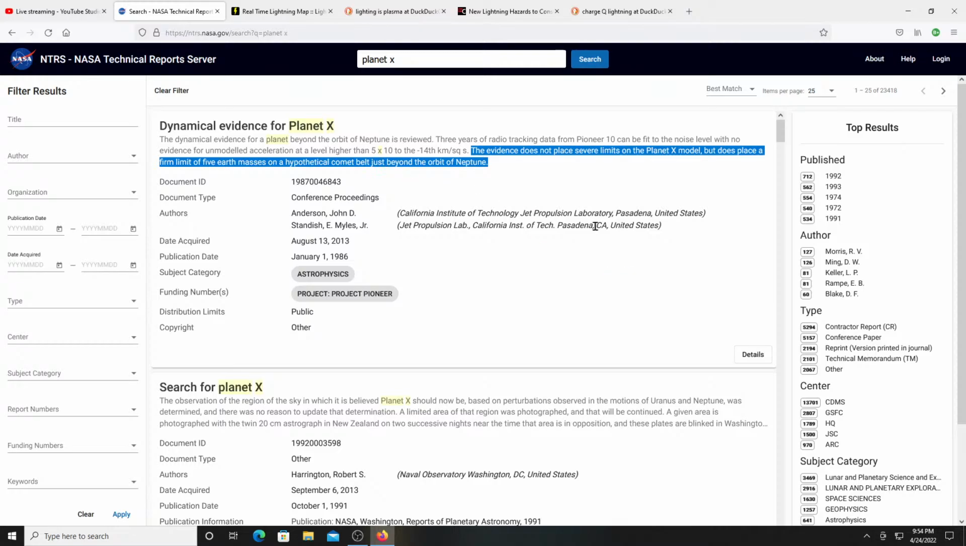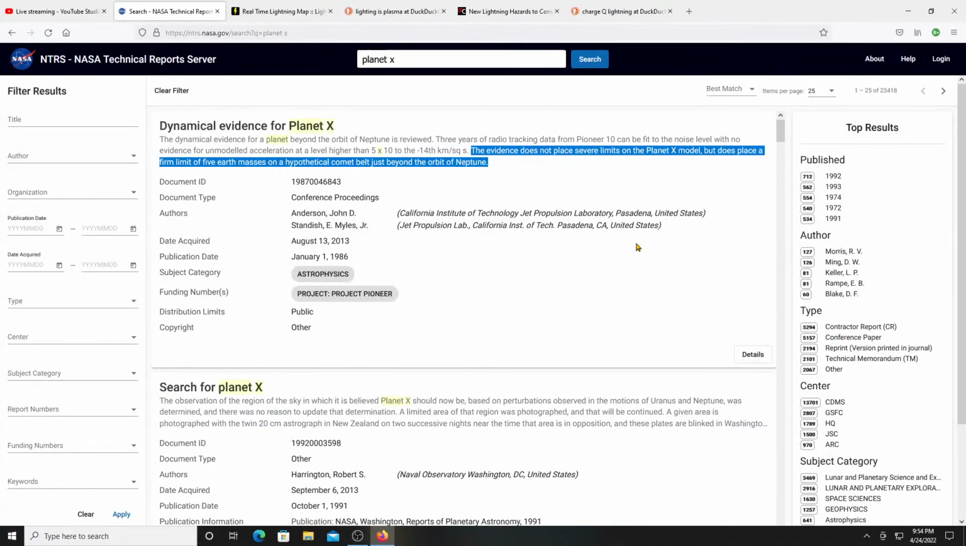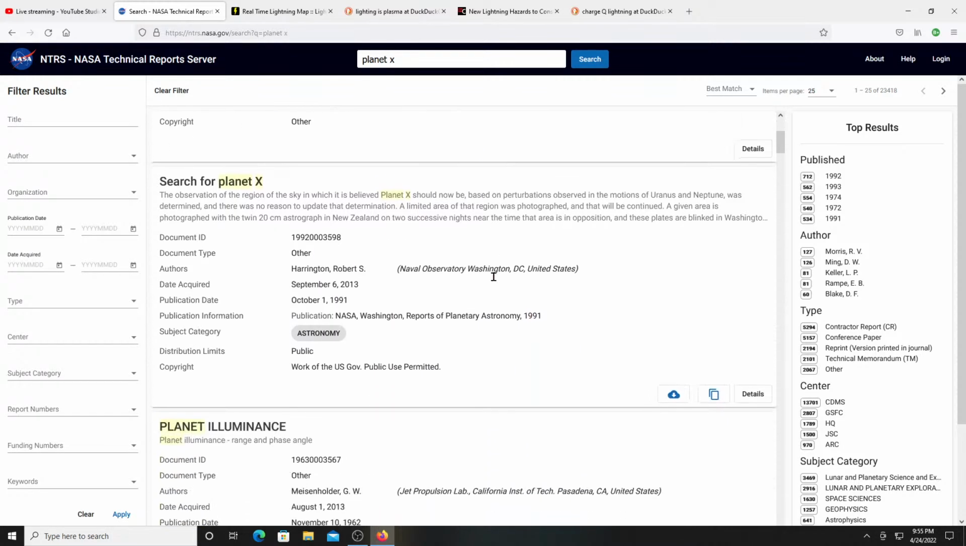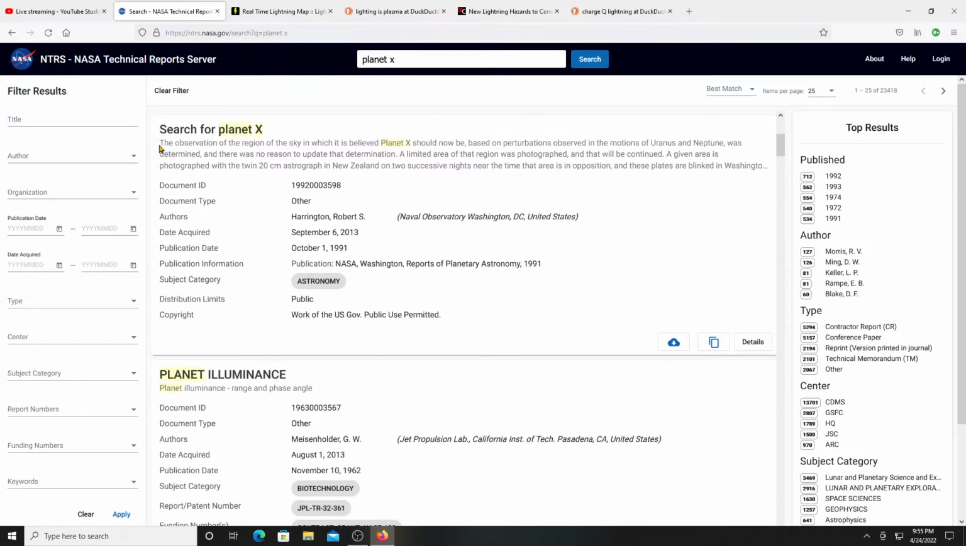If you can track it, and you're saying you've got some evidence on it, but then you're calling it hypothetical. What does that mean? Really, what does that mean? That's right, the Kuiper Belt. Search for Planet X.